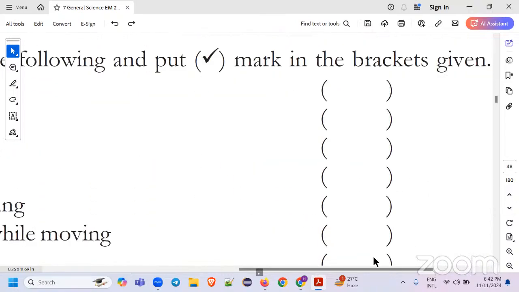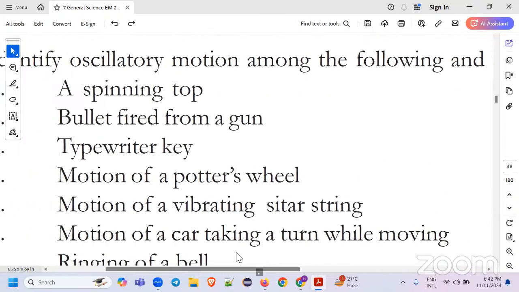Okay, you can identify some kinds of motions here. Among the following, which one is oscillatory motion? A spinning of a top. Is the spinning of a top oscillatory motion? No, it is not oscillatory motion.